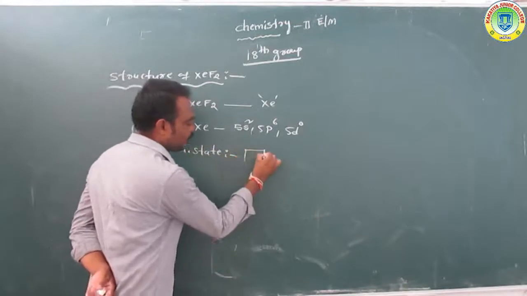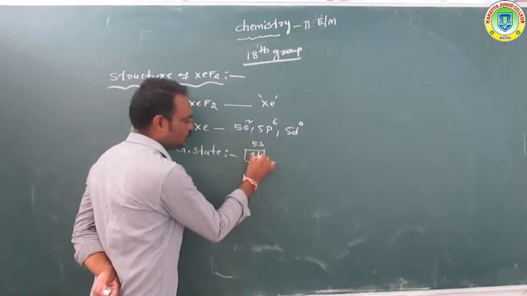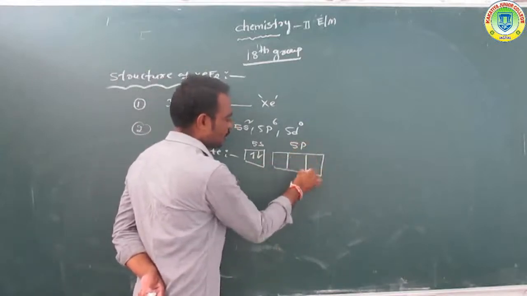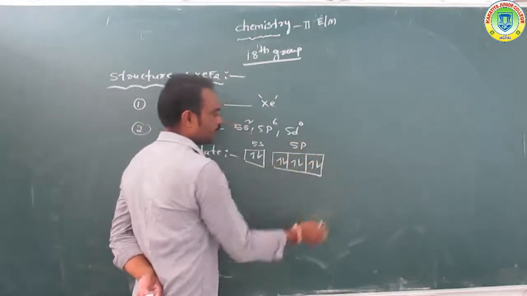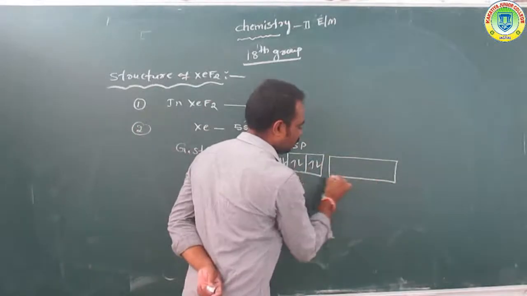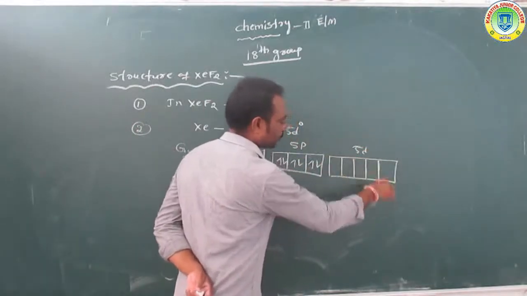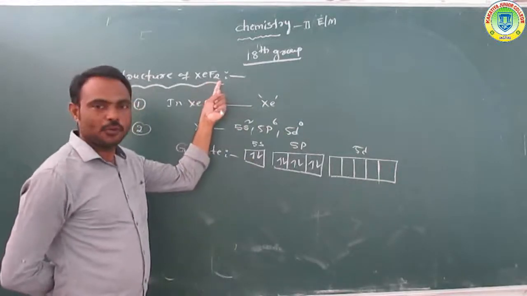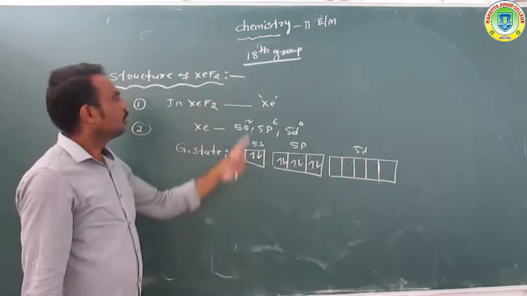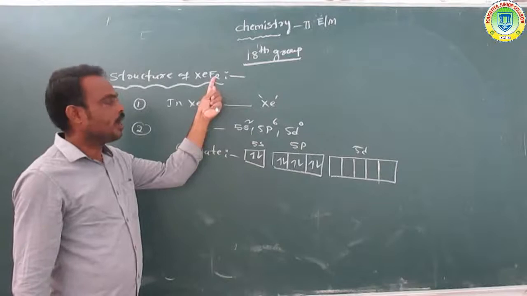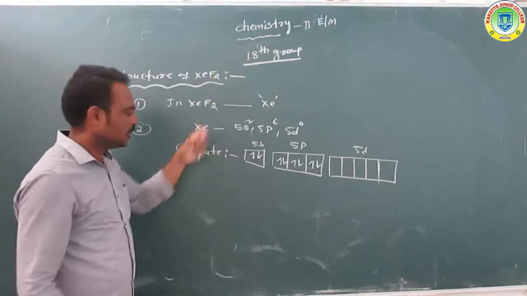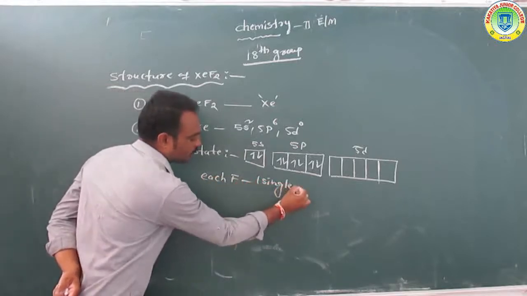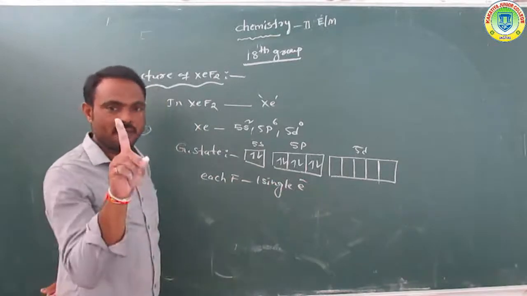In the ground state, the 5s orbital contains 2 electrons, the 5p orbital contains 6 electrons. Next, 5d is a vacant orbital, 5d0. So overall in XeF2, how many fluorine atoms? 2 fluorine atoms. So each fluorine atom contains 1 single electron.